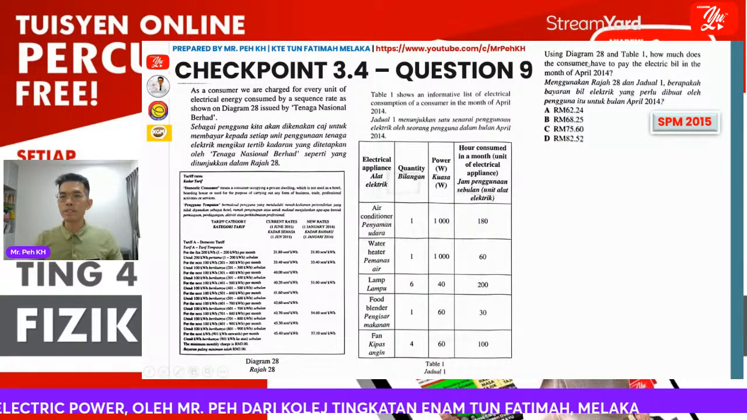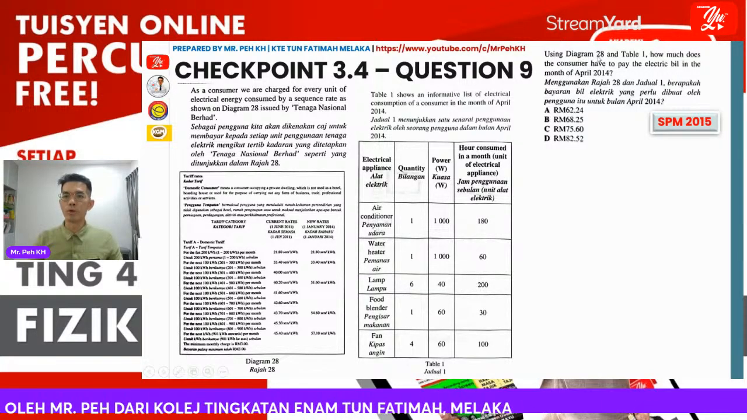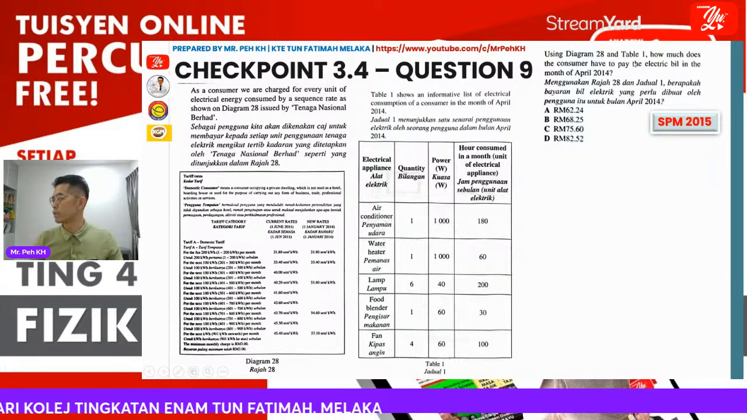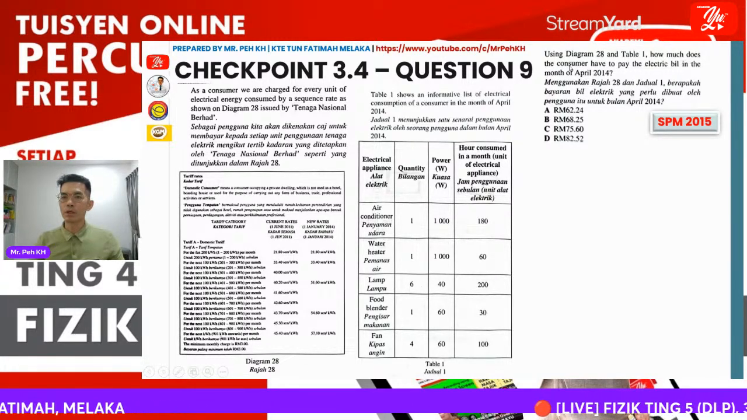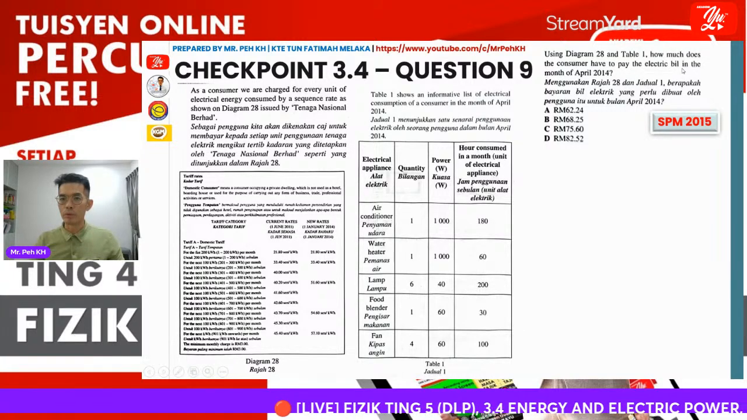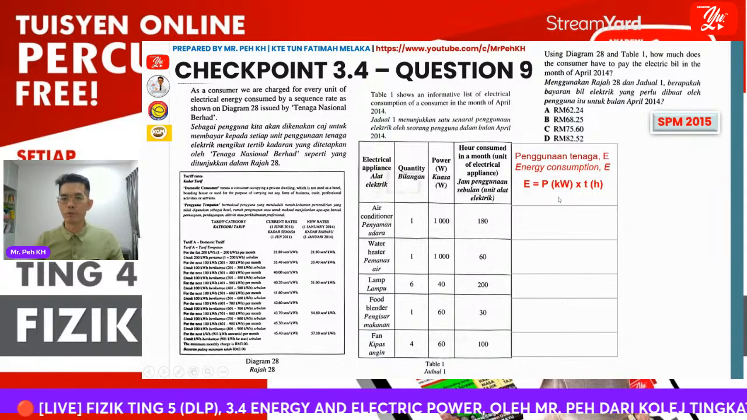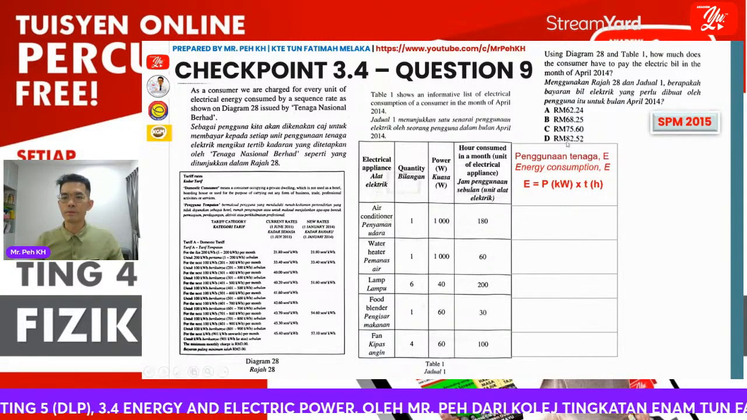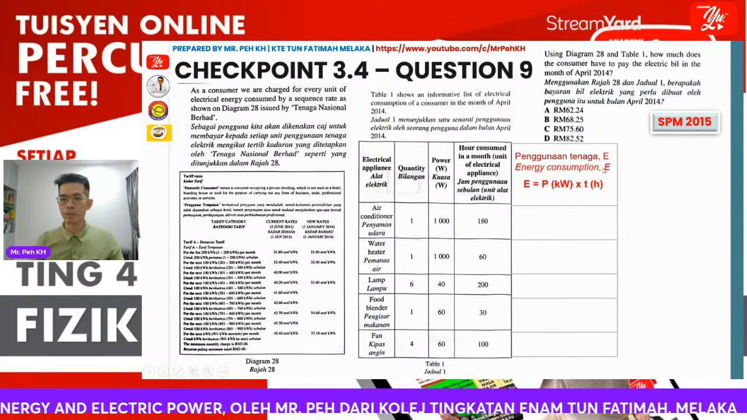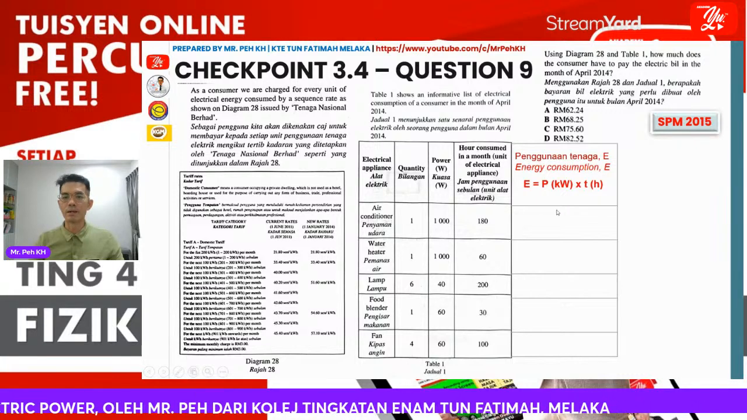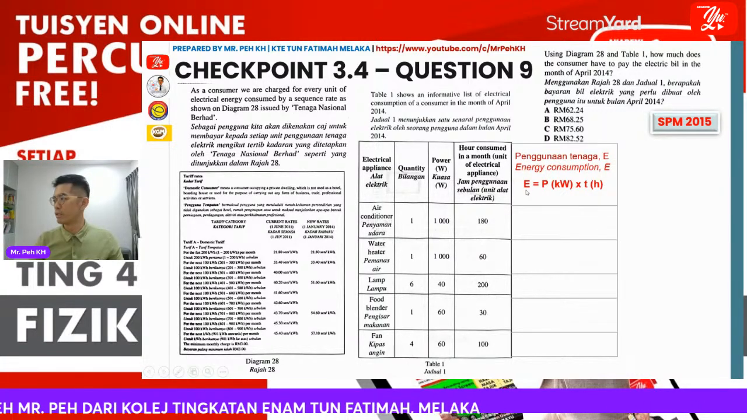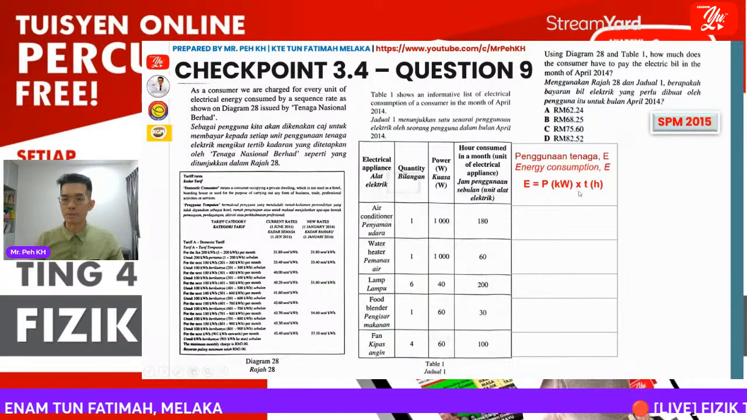Okay, so using diagram 2.8 and table 1, how much does the consumer have to pay for the electric bill in April? Here, as I mentioned, we need to find the energy consumption for every appliance. So we're using again the formula we learned already in lesson 4, E equals P times T.